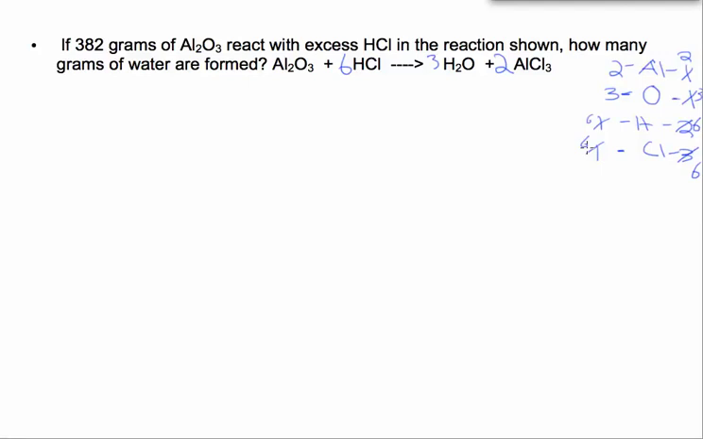Let's write down all of our conversion factors. Since we're starting with grams of aluminum oxide, we're going to have to use 1 mole equals molar mass. So 2 aluminum, aluminum is 26.98, and oxygen is 16. So the molar mass for aluminum oxide is 101.96 grams.